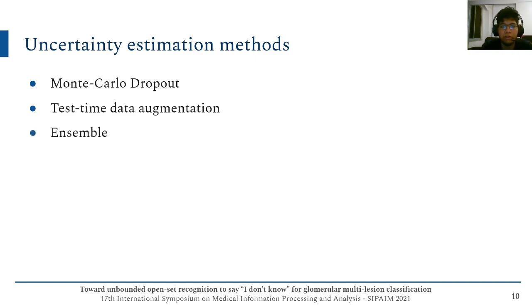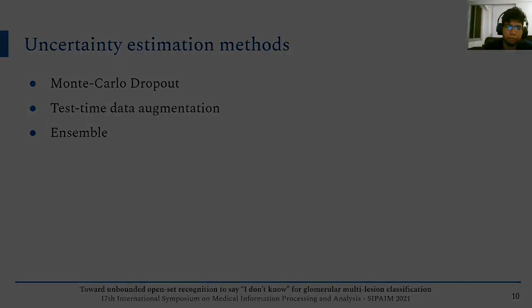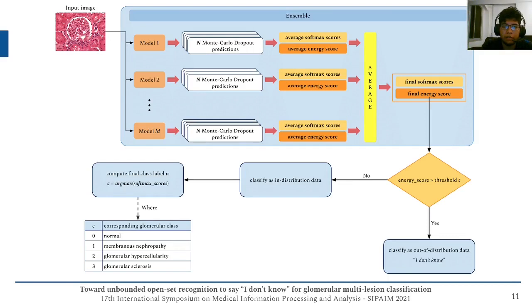We also use an ensemble of models returned from our cross-validation. I'll cover that soon. And here's a proposed pipeline for OOD detection and multi-lesion glomerular classification.